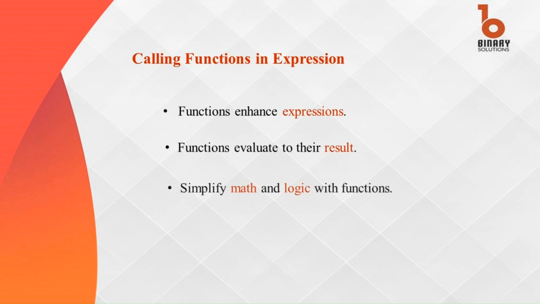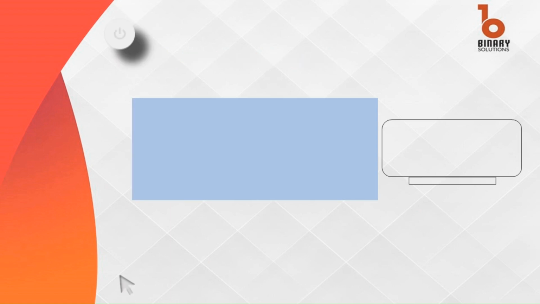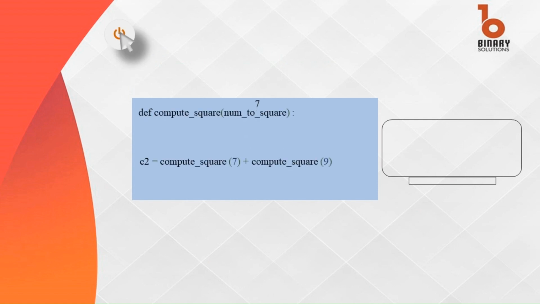into mathematical operations. For instance, in the program example, the function compute_square is called twice within an expression. In the first step, compute_square(7) is executed, where the value 7 is passed to the function. The function calculates 7 times 7 equals 49 and returns 49, which becomes part of the expression.